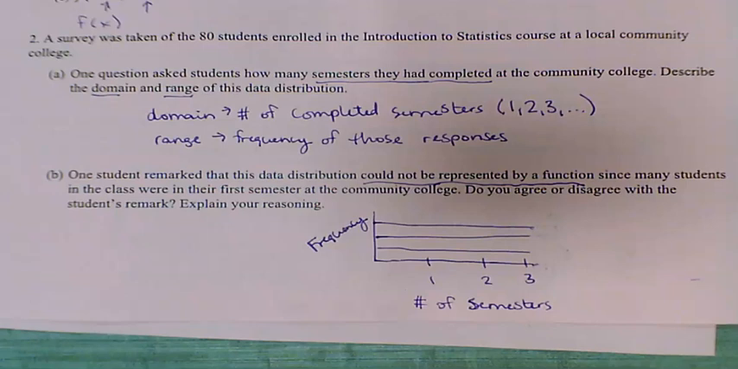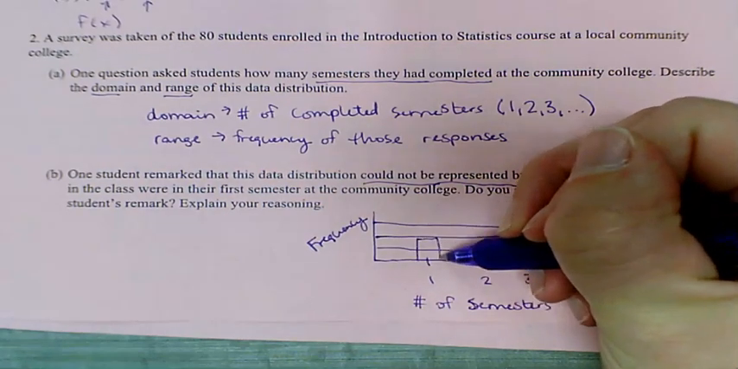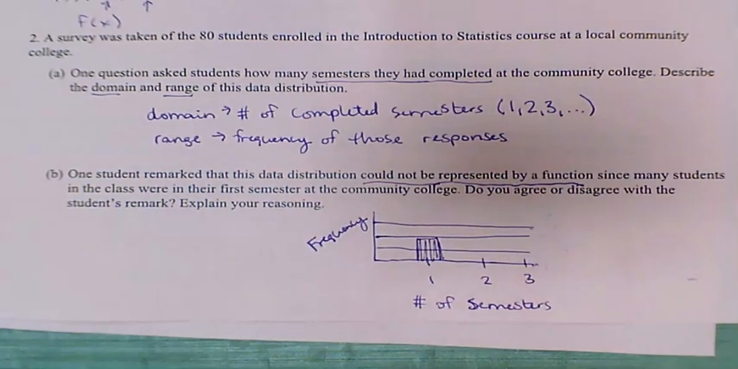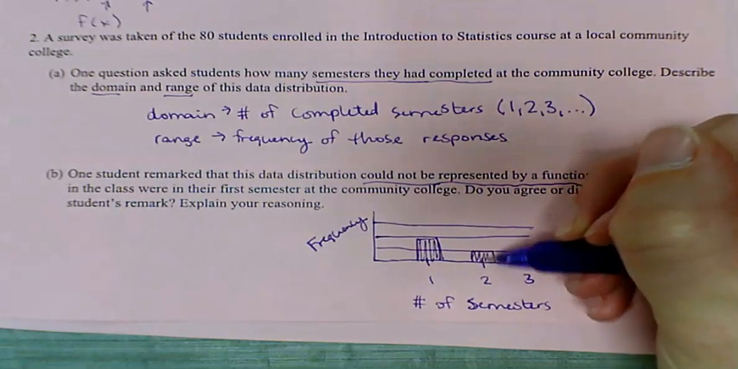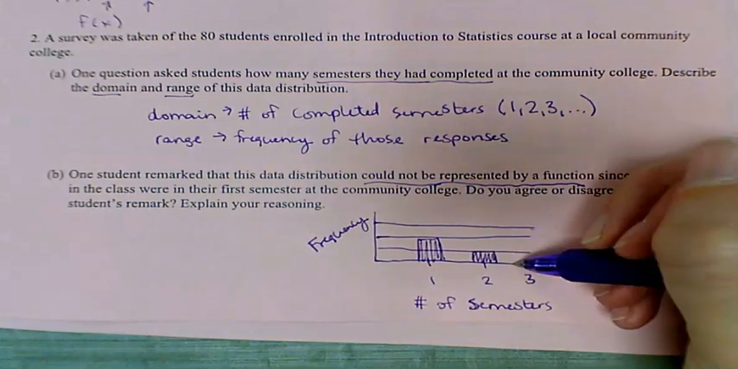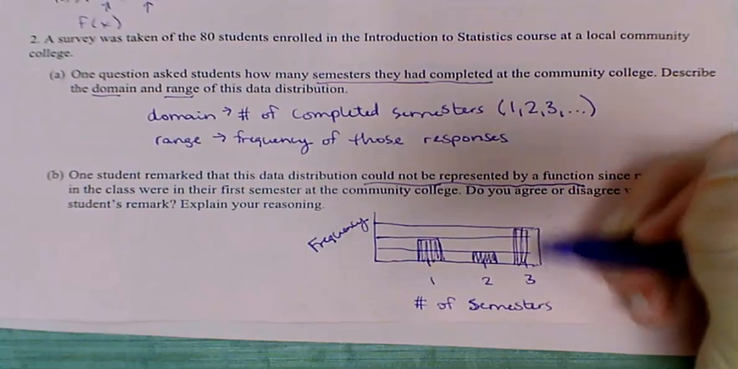So perhaps you agreed or perhaps you disagreed, but hopefully when you explained your reasoning, you were able to kind of circle back around to looking at the way this should be in a bar graph. So perhaps we had number of semesters along the bottom and the frequency along the side. Perhaps 2 students were in the first semester and maybe 1 student had completed their second semester. Maybe 3 had completed their third semester.